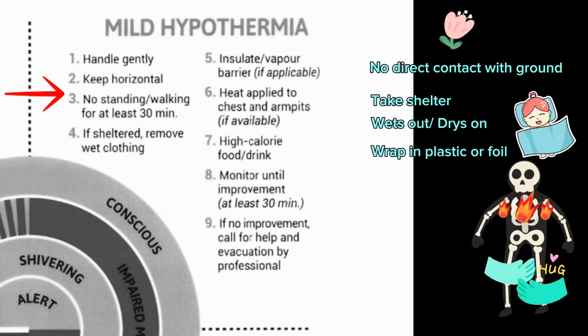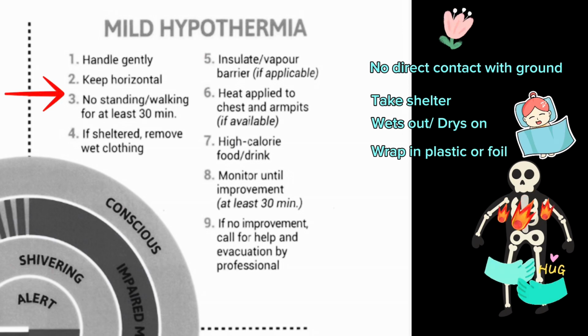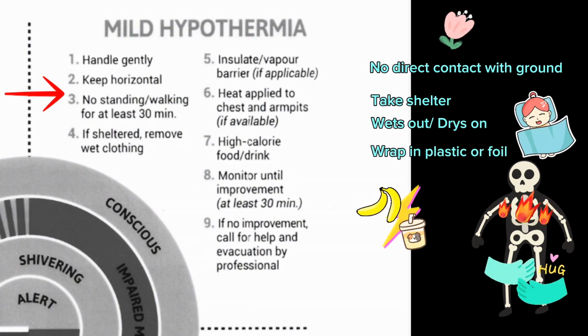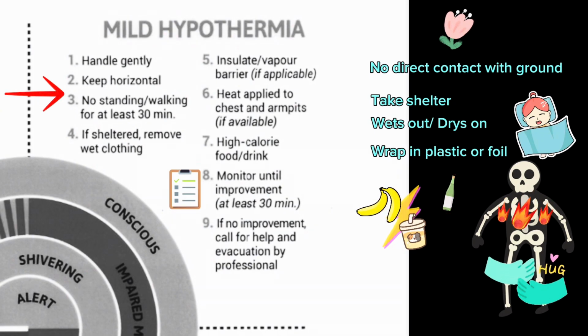Someone else's body warmth can also be used to warm the casualty up, but it should be done if they are not in danger of hypothermia themselves. Then just give them high-calorie food or drink. Remember, not alcohol. And the card says to just monitor them for at least 30 minutes, and if they don't improve, you call for help and evacuation.